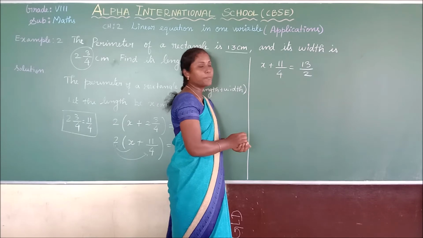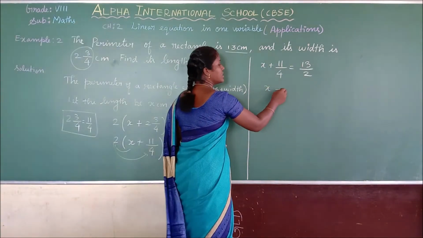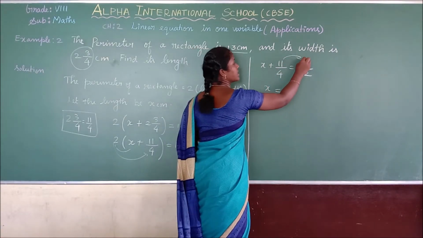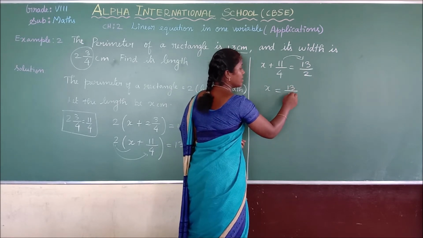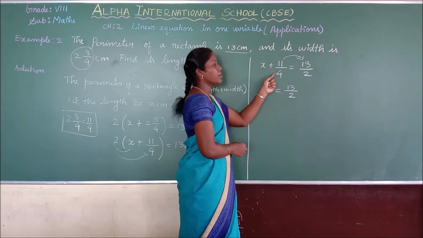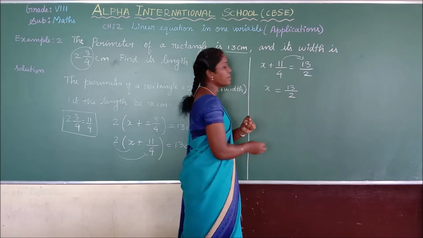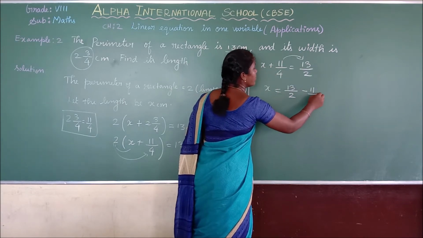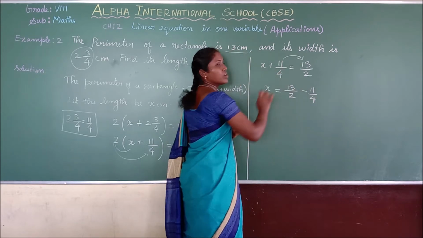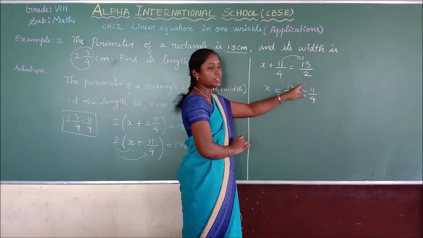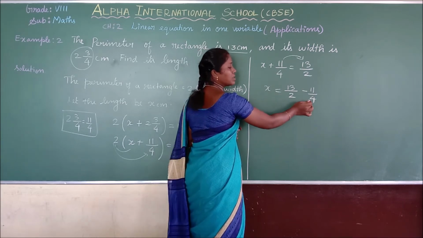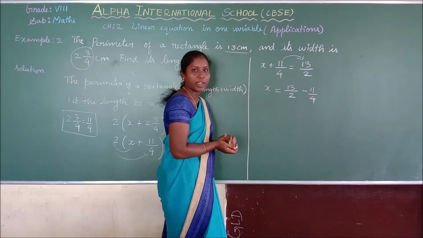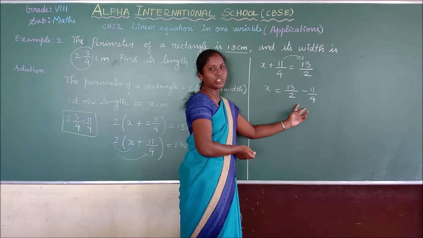What can we do here? Keep x, take 11 by 4 to the next side of the equation. So 13 by 2 plus 11 by 4. If it goes to that side once, it will become minus 11 by 4. Now see, here two rational numbers are under the operation subtraction. We have to subtract these two rational numbers.